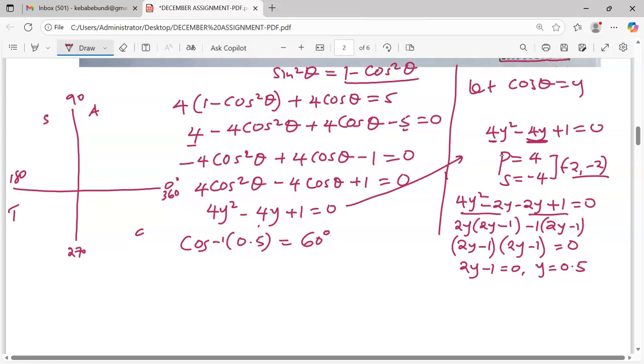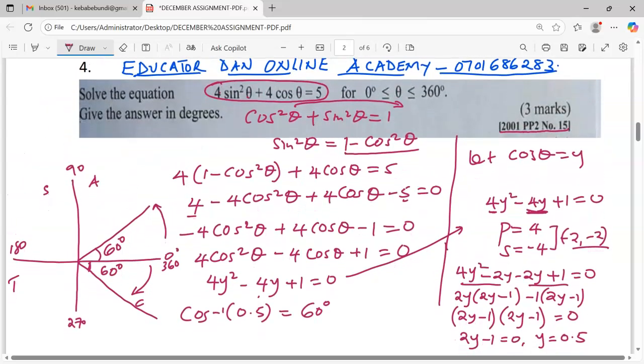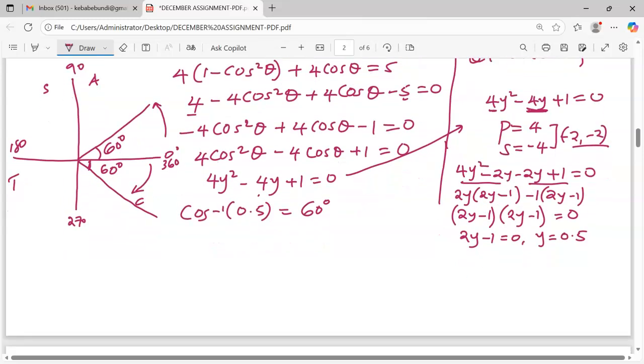Since this is an acute angle, it is going to fall in the first quadrant. So we measure 60 degrees from 0 in the anti-clockwise direction. And again, cos is positive in the fourth quadrant. And therefore, we are going to measure again 60 degrees in the clockwise direction from the horizontal line and mark this as 60 degrees. So once we have done that, we can now get the range of values of theta that fall within the given range, that is between 0 and 360.